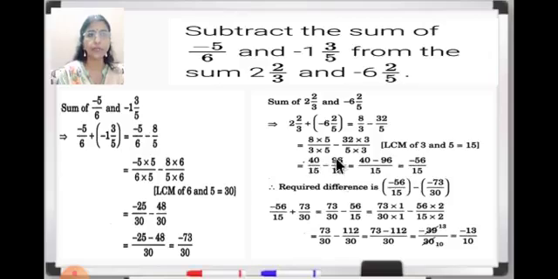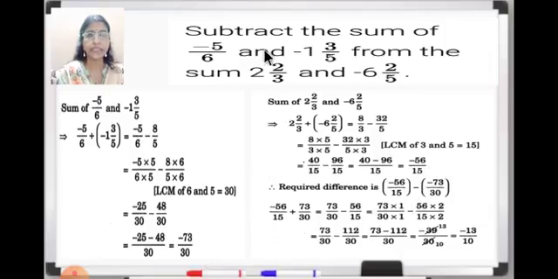And then what we will do? We are going to subtract it. So when you subtract, you will get 56. And here minus is there. 40 minus 96 is minus 56 upon 15. So we got another answer, another rational number here, minus 56 upon 15. And here we got minus 73 upon 30.